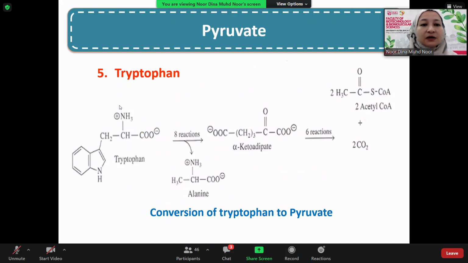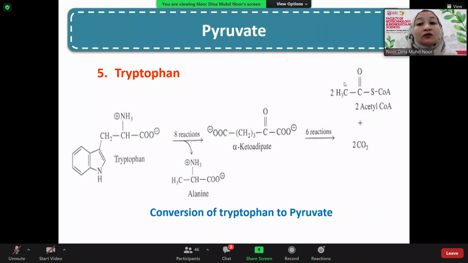So the next one is tryptophan. The process is a little bit longer. It actually involves 8 steps from tryptophan to the product alpha ketoadipate. To complete these 8 reactions, they also produce a side product, which is alanine. As we know, alanine later on, via transamination, can also contribute to the formation of pyruvate, right?